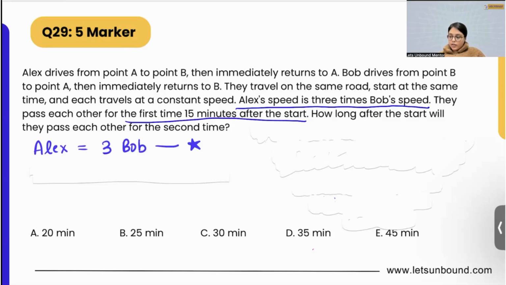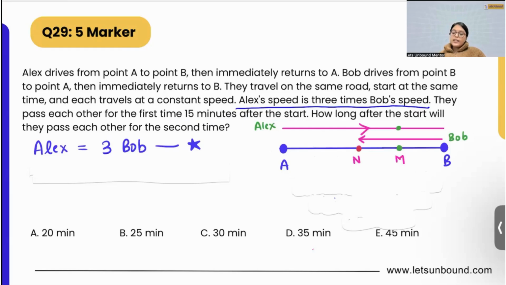Let me just show you a diagram. Let's say we have points A and B. Alex is going from A towards B and Bob is going from B towards A. But ultimately, they have to return back to their starting point. But in between, let's see when they are meeting. For the first time they are meeting after 15 minutes.